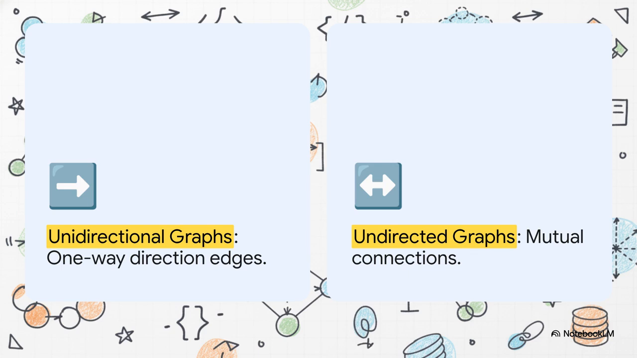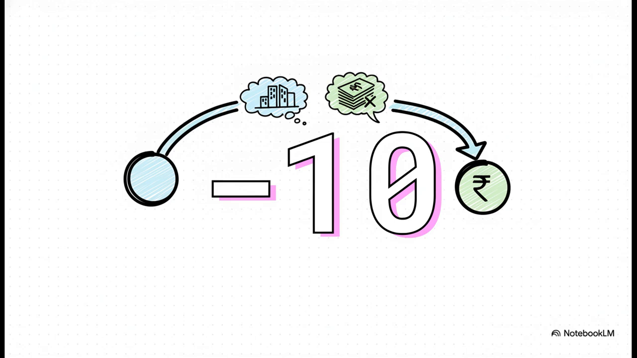And edges can also hold specific values, which we call weights. Now, we aren't talking physical weight here. It's a metric. For instance, an edge might have a positive weight representing a 10-kilometer distance between two cities. Or, wild as it sounds, it could even hold a negative weight, like negative 10 rupees, representing a cost incurred to travel down that specific path.